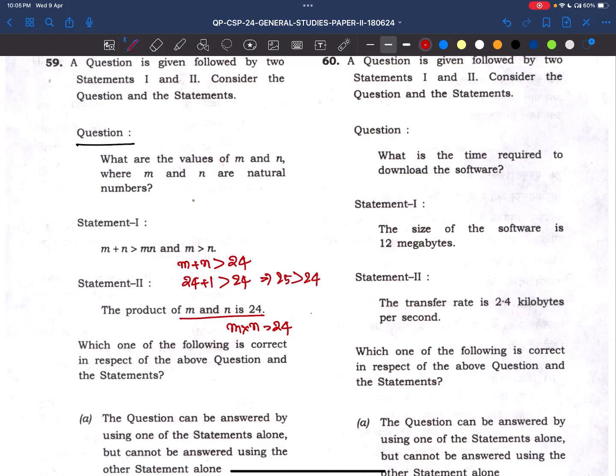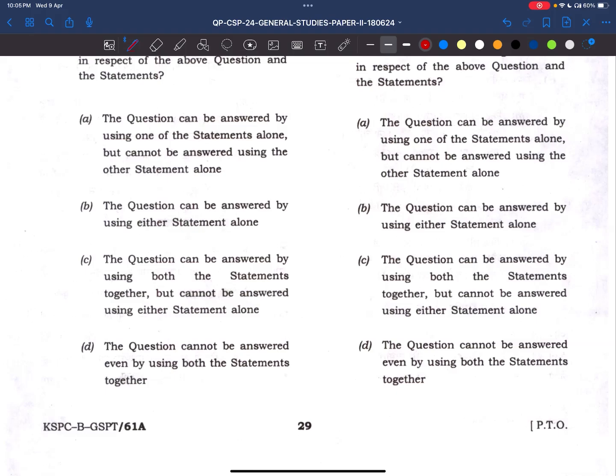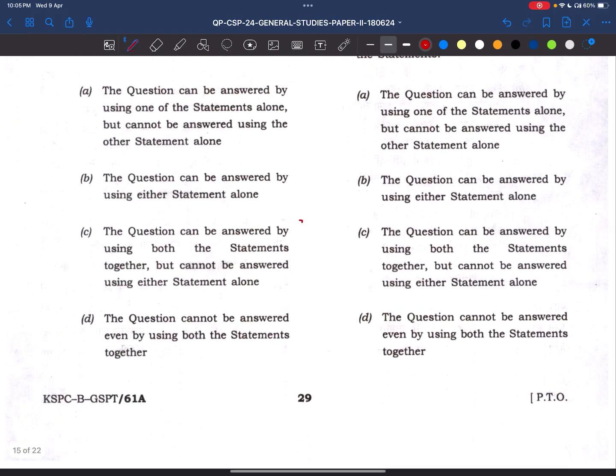You take whichever values, like 12 into 2, it is also 24. But what is 12 plus 2? It is only 14. So this is the only possible way we get M plus N greater than MN. So we got the values now, either 1 and 24 or 24 and 1. See here, he is telling M greater than N. So yes, we got the unique values. So M is 24, N is 1. That means we need both the statements to answer the question. Question can be answered by using both the statements together, but cannot be answered using either statement alone.